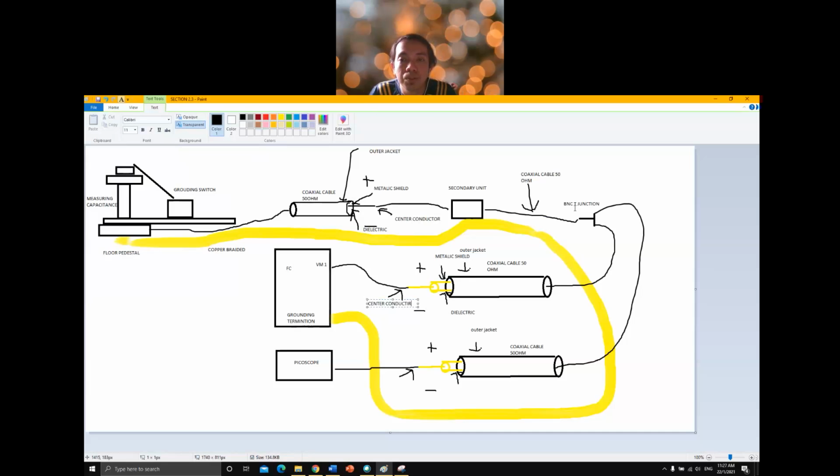For the BNC T junction, using coaxial cable, we connect to the VM1. Actually, the VM1, as we know, is for AC. Then from the other BNC T junction, connect to the picoscope also using a coaxial cable. For safety, we use a copper braid that must be connected to the measuring capacitor, secondary unit, and the ground termination at the FC.